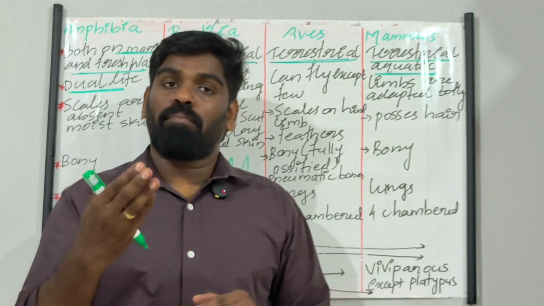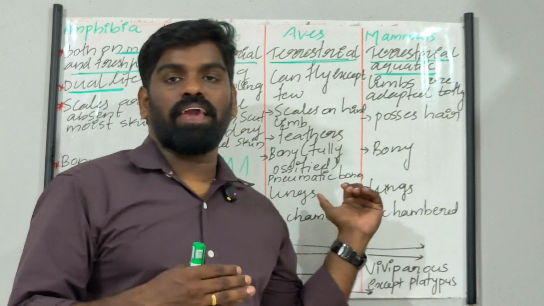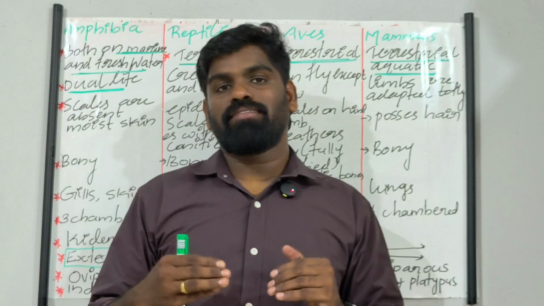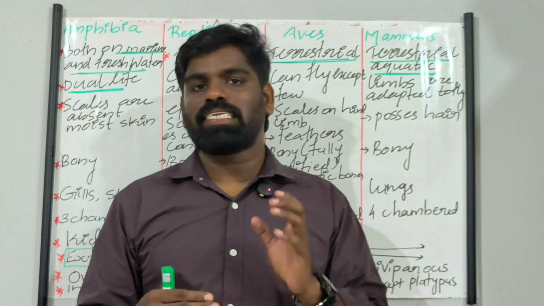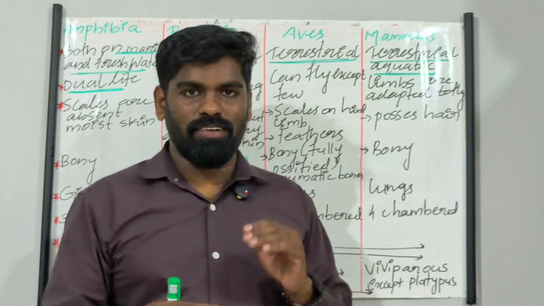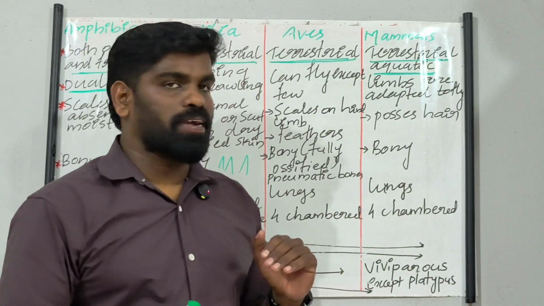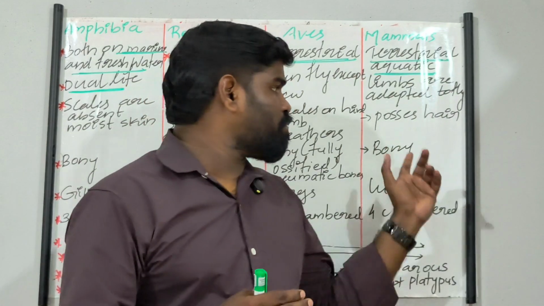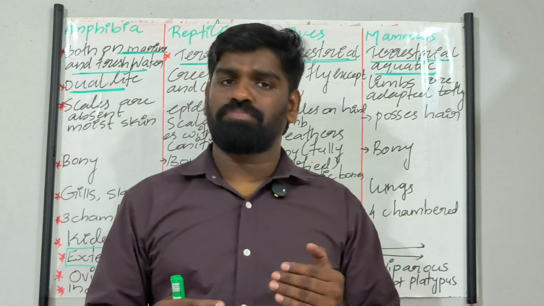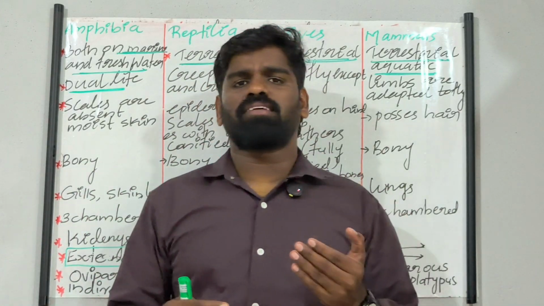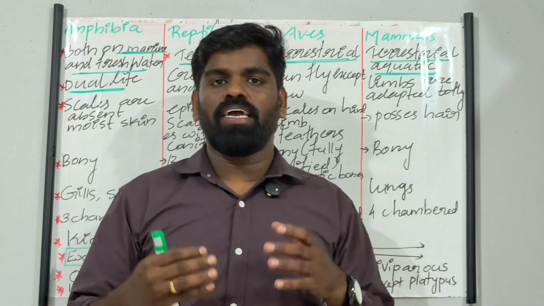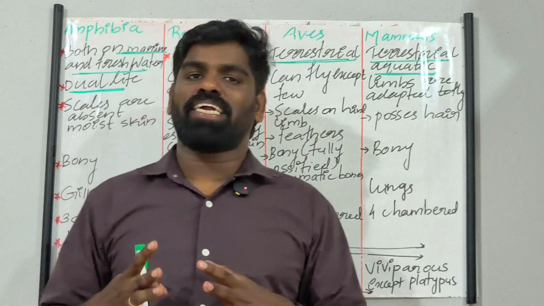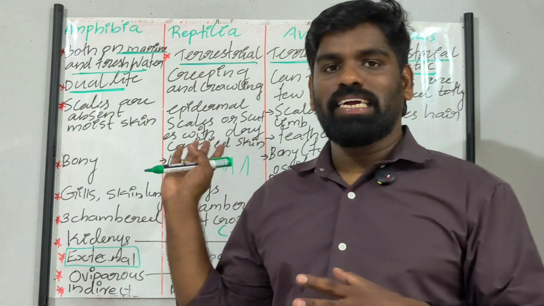Now apart from this, in case of aves, their body is devoid of glands, except in the tail. In the tail it has oil glands. That also you have to keep in your mind. In case of mammals, mammary glands are present for nourishing the young ones. So these are the major characteristics in all the classes.